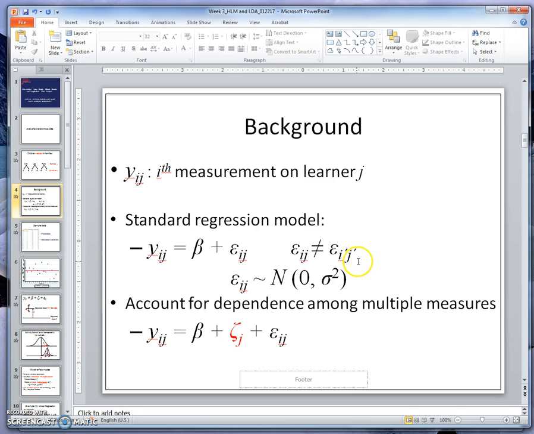So this assumption is no longer satisfied. Where I'm going with this is that we have to account for some dependence, and so we have to introduce this new term, zeta. So y equals beta plus some zeta, and then this error term epsilon.